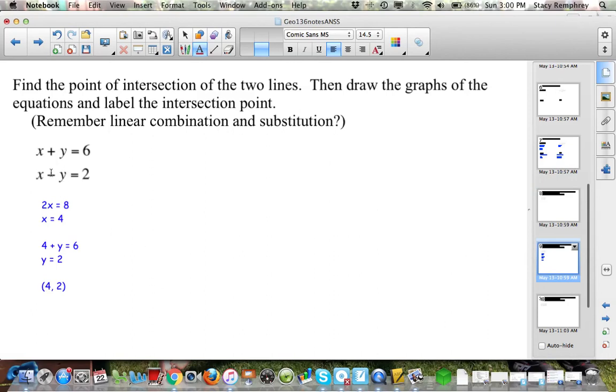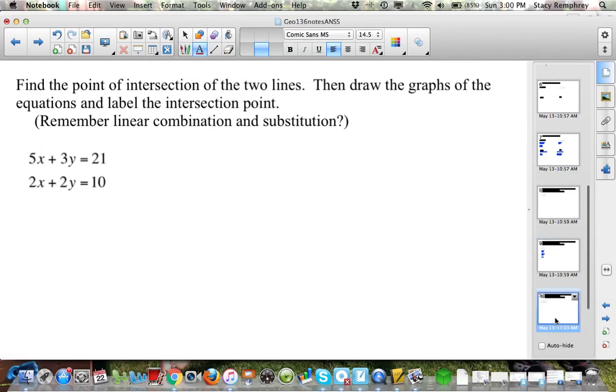All right, what I did here was linear combination. If you add down the columns, remember, this is also called elimination method, I think, in some places. X plus x is 2x. Y plus negative y gives me no y's. And 6 plus 2 is 8. Solve that. I get x equals 4. And then I say, okay, well, what is y if x equals 4? So I plugged in 4 into the top equation and solve for y, which is 2. And you can check that. 4 plus 2 is 6, and 4 minus 2 is 2. So this is the one point that will make both equations true.